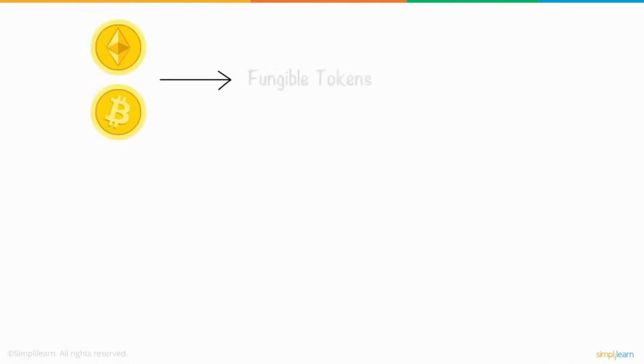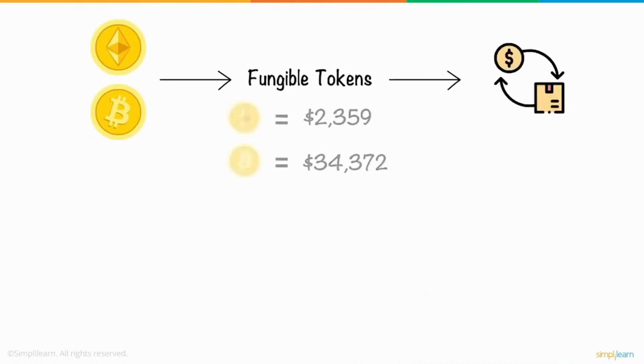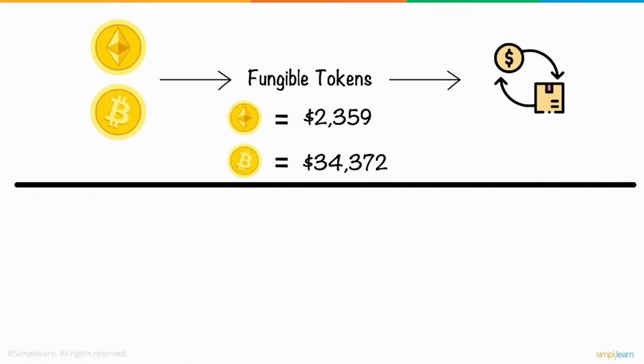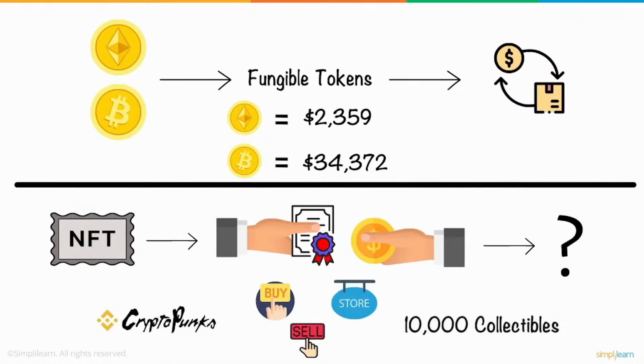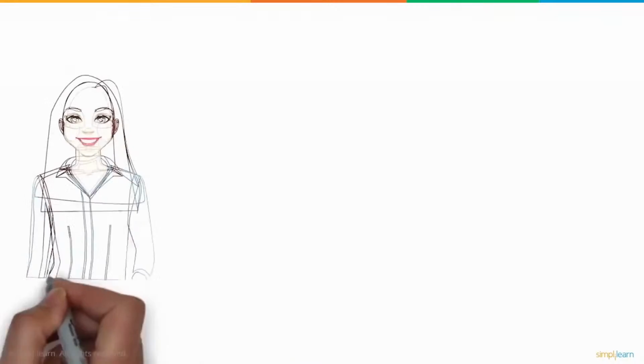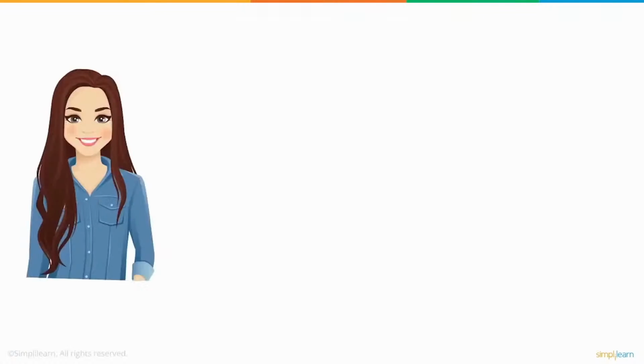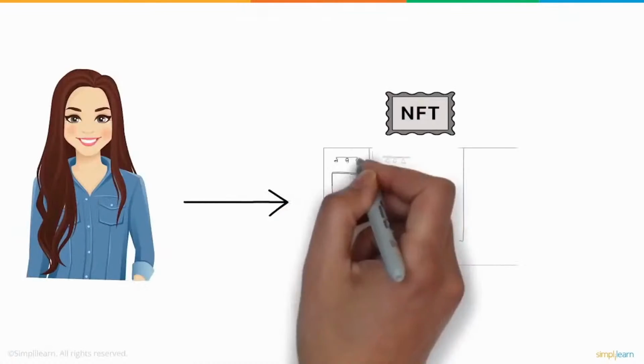Bitcoin and Ethereum are fungible tokens, which means if you trade Bitcoin or Ethereum for one another, you will have the same value or item in return, basically money. On the other hand, NFT is a unique token. Therefore, if you try to trade it, you may end up with something completely different in your hands. CryptoPunks is a remarkable example of NFT. It enables you to buy, sell, and store 10,000 collectibles with the proof of ownership being stored on the Ethereum blockchain. After exploring how NFTs work, Susan was convinced and bought NFTs for all her paintings.